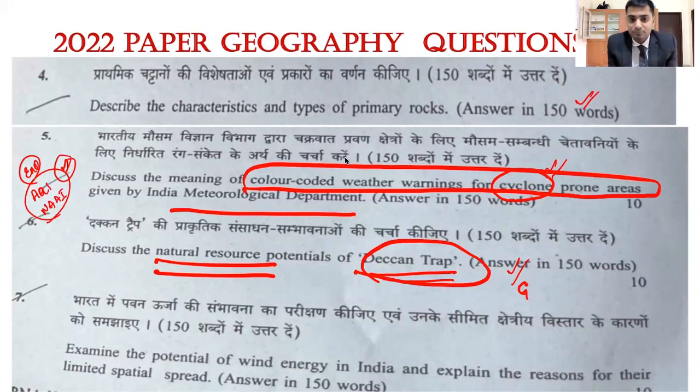Look at the 7th. Examine the potential of wind energy in India and explain the reasons for their limited spatial spread. Now in geography, from 2017 onwards, UPSC started giving renewable energy sources. For example, at times they ask solar energy, at times they ask wind energy. Last year, they asked about solar energy and how India has potential. Now they are asking about wind energy potential, which means, again, this is very simple. Examine the potential of wind energy in India.